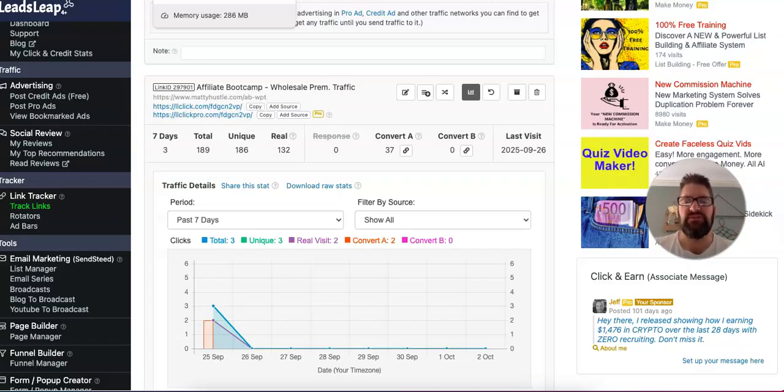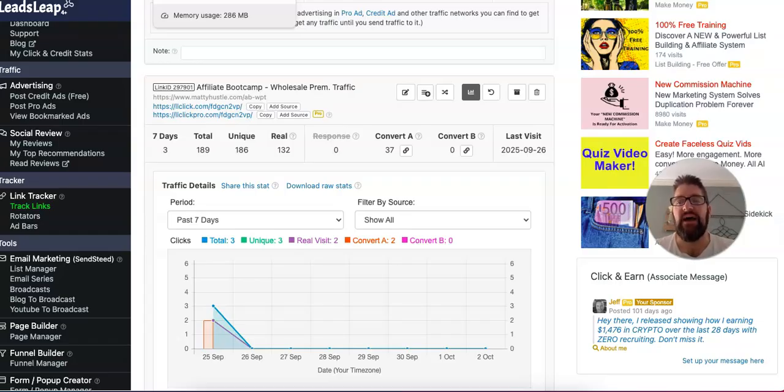I paid, I think it's $68. I think I paid for this particular package, which was supposedly 200 clicks for $68. So you're paying about 34 cents a click, right? So if you do the math, I actually ended up only getting 132 real visitors. So it ends up being more like 46, 47, 48, something like that, cents a click.